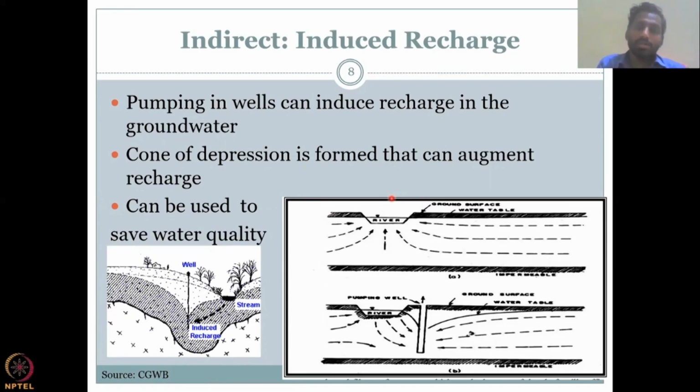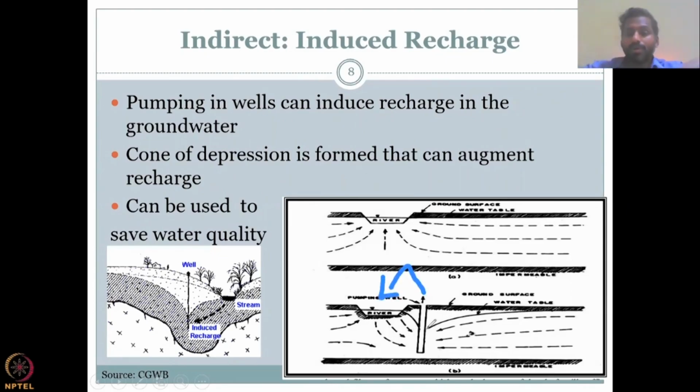So pumping in wells can induce recharge in groundwater. Take this example from CGWB. This is the normal river, and groundwater is recharging and going into the river. The river is a gaining river. However, in induced recharge, you put a well right next to the river, and if you pull water very fast through a pump, like a groundwater pump, these lines will move much faster, and therefore this well is going to be recharged more.